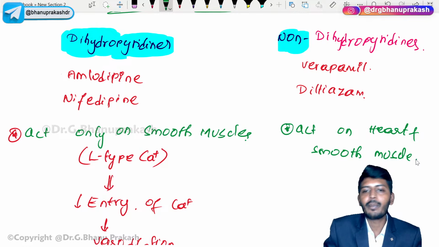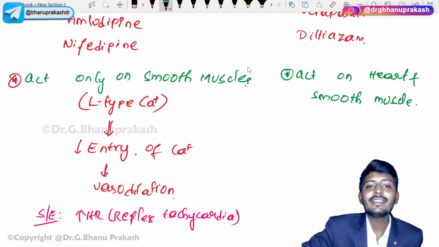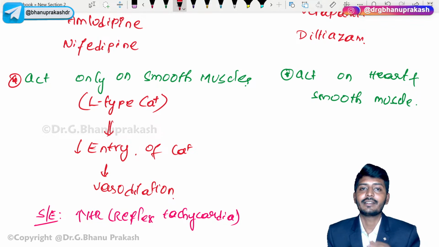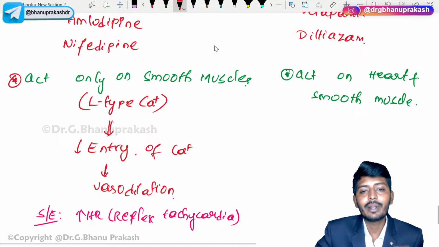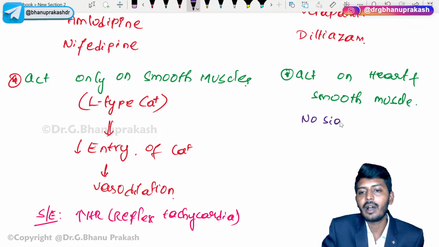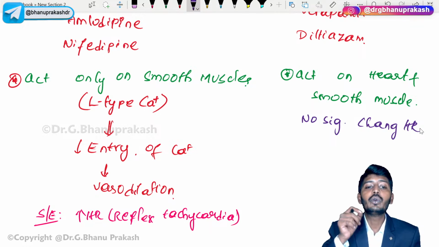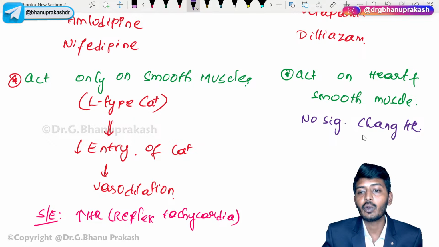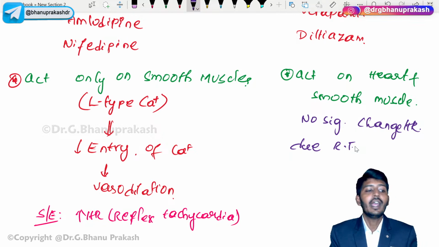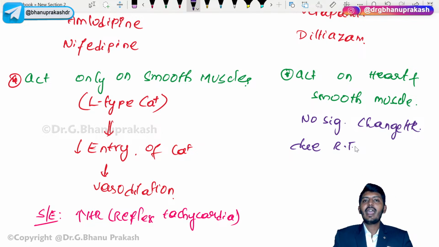But remember one important point. Diltiazem and verapamil block the calcium channels on the heart as well as the smooth muscle. But one important key point you must remember: there is no significant change of heart rate. No significant change of heart rate, specifically due to what? Due to reflex tachycardia. So that is the most important key point which everyone must remember.